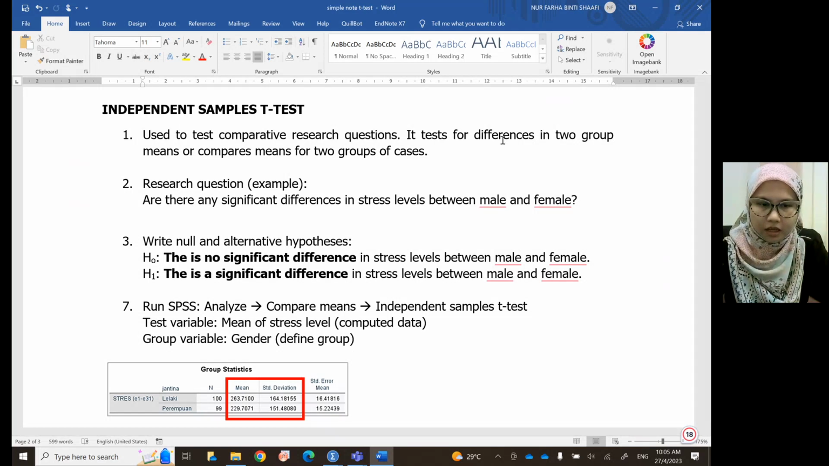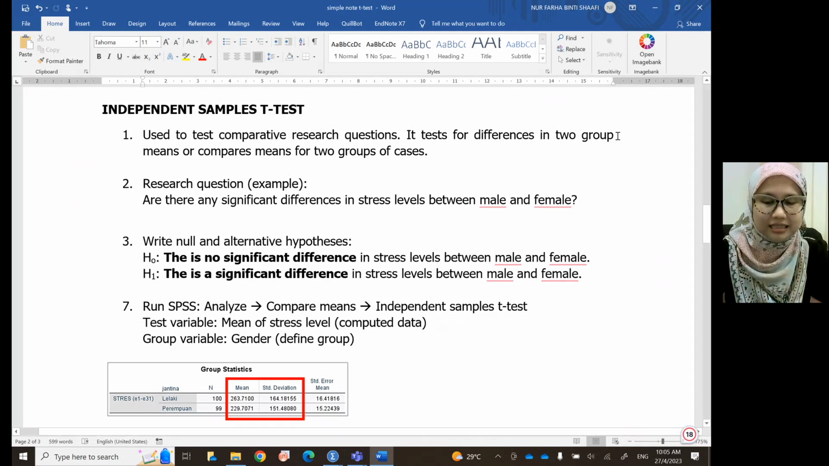Don't get confused between the independent sample t-test and the paired sample t-test. This is the independent sample t-test. Please pay attention. In an independent sample t-test, you have two different group means, and then you want to test the differences. You have two groups in one case.